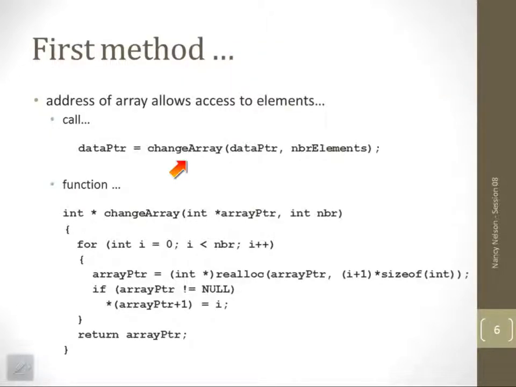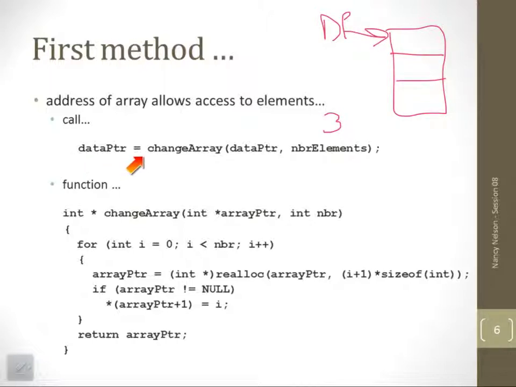So here we have a function called changeArray, and we're going to pass in the pointer and the number of elements. So if we have our array and we have our pointer to that array, we're passing in, this is our data pointer, and our number of elements here would be 3. That return value is being assigned back to the pointer. So we need to specify in our function declaration line that we're getting a pointer to an integer, we're passing in a pointer to an integer, and the number of elements.